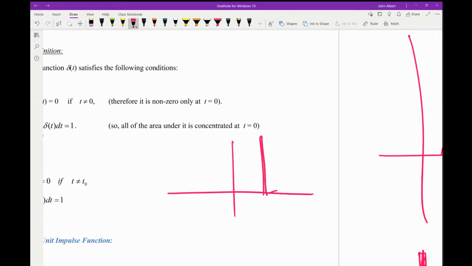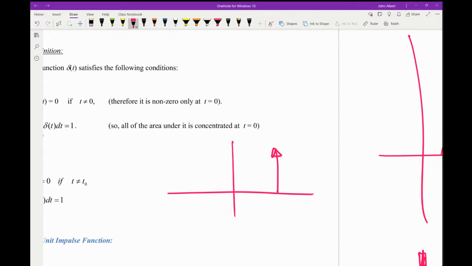Now, how am I going to sketch it? Typically, if I'm working with the unit impulse function, I'm not going to sketch it like a rectangle. You'll always see the unit impulse function sketched like an arrow. If you see something that looks like this, understand that I'm talking about the unit impulse function.